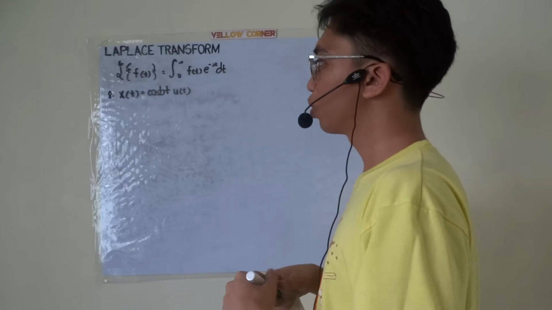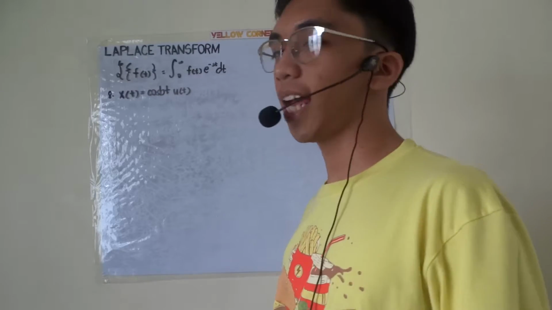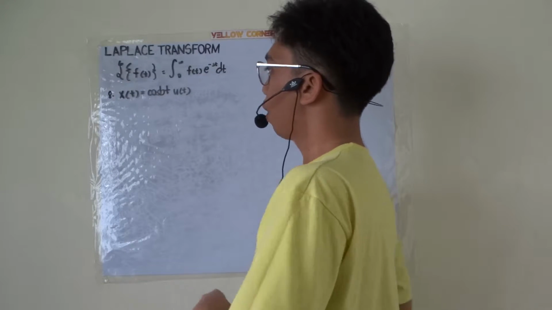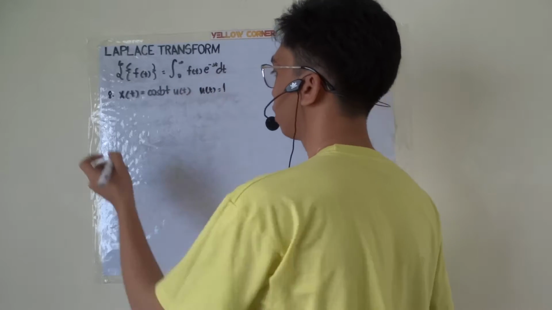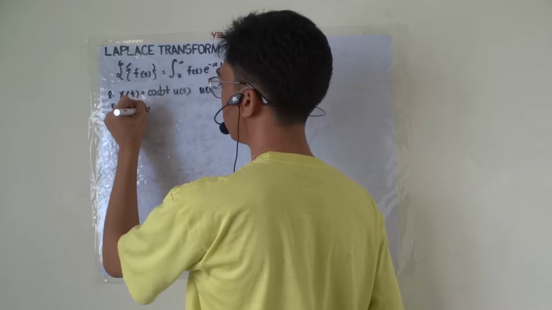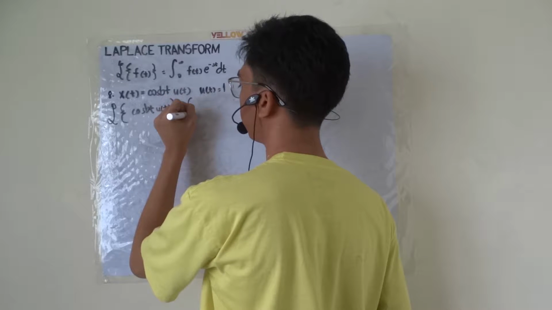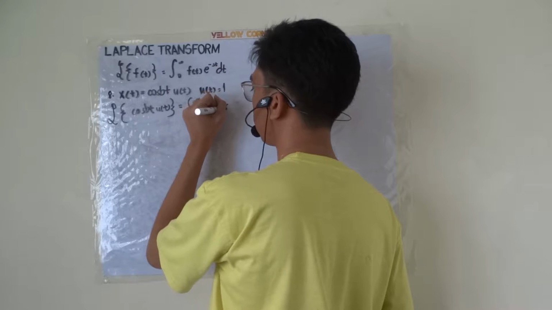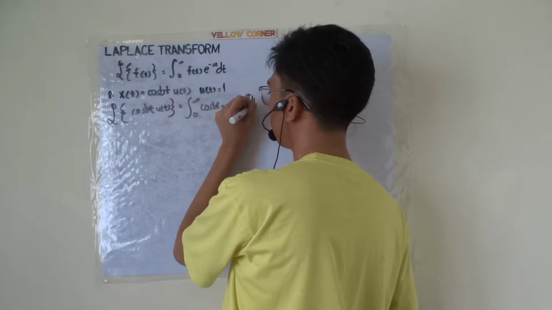And for the Laplace transform of a trigonometric function cosine, we have x of t equals cosine bt u of t, where u of t, the step function, is equal to 1. So we have the Laplace transform of cosine bt u of t is equal to the improper integral of cosine bt u of t times e raised to negative st dt.